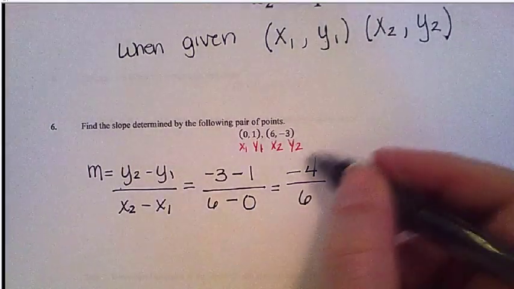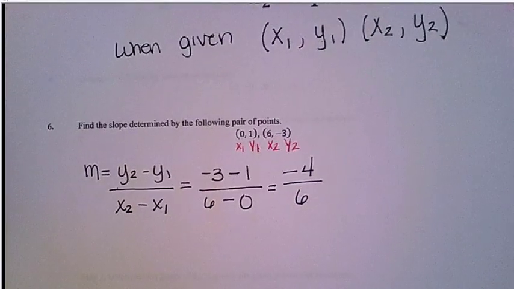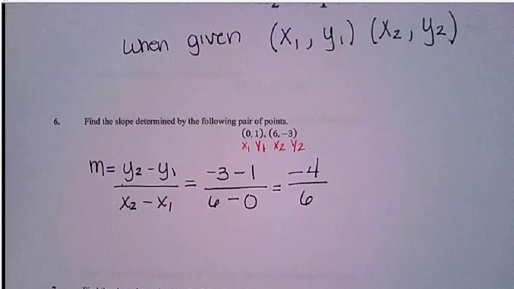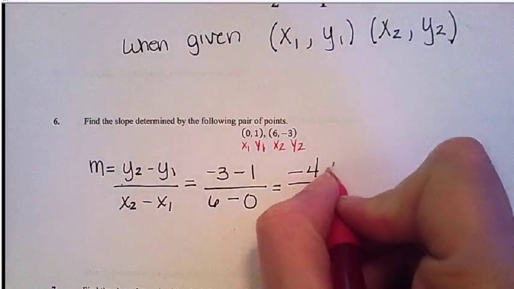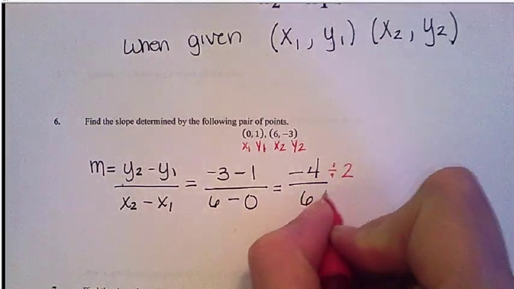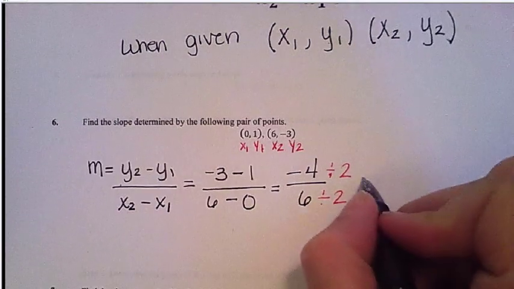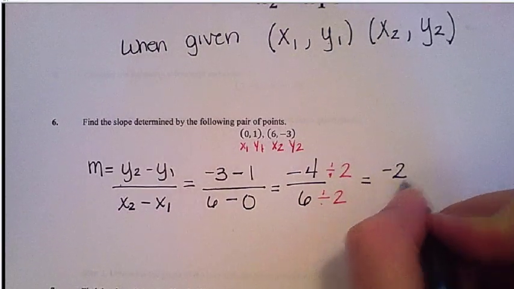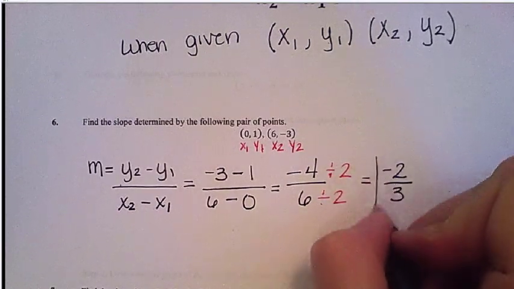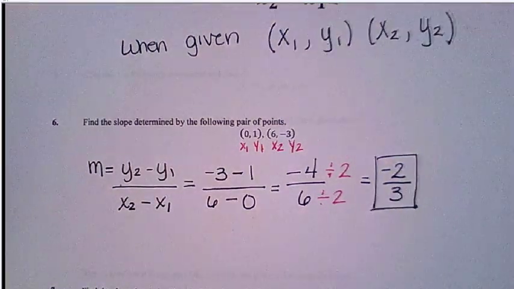Now technically that's my slope. However, if you'll notice, I can reduce this, and I always want to make sure my fractions are in their most reduced format. So here we are going to divide top and bottom by 2 to get rid of that extra 2 that's in there. And our final answer would be -2 over 3. This is our slope between those 2 points.